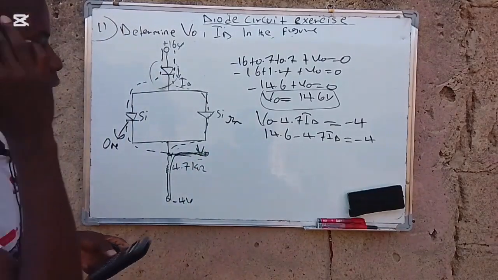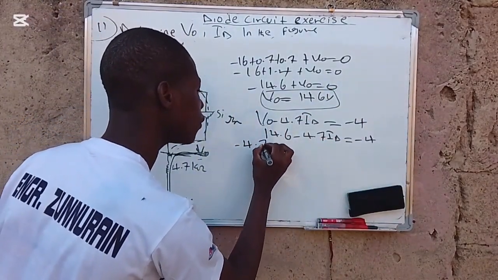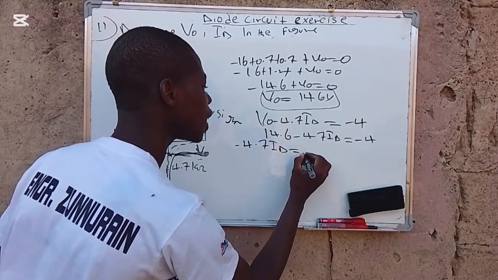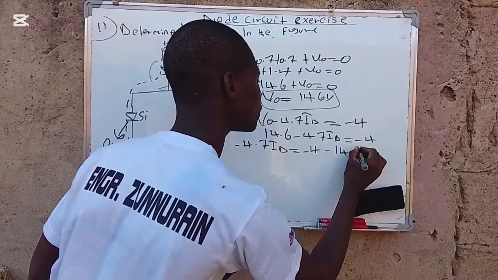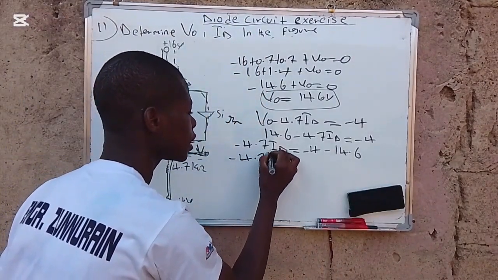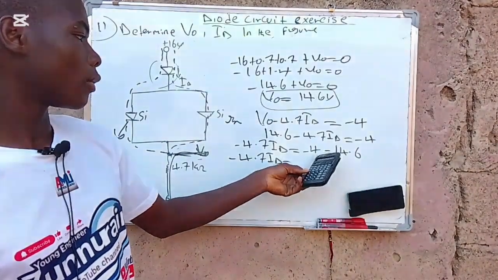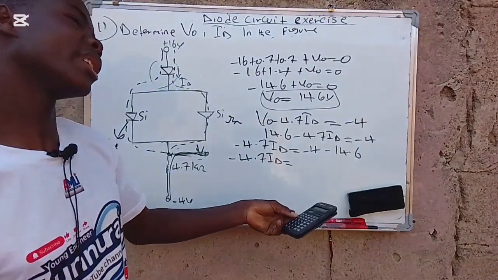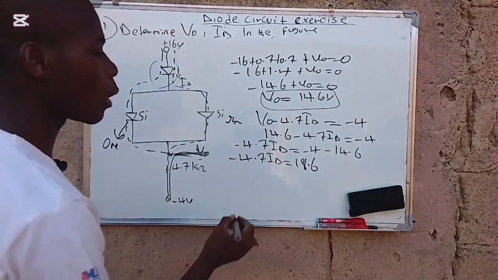So what is the next thing? When this crosses the equal sign, it will be negative. So I'll have minus 4.7 ID should now be equals to minus 4 minus again 14.6. So this should now be minus 4.7 ID, it is equals to minus 4 plus 14, it will give me 18.6. But I'll have a negative sign.